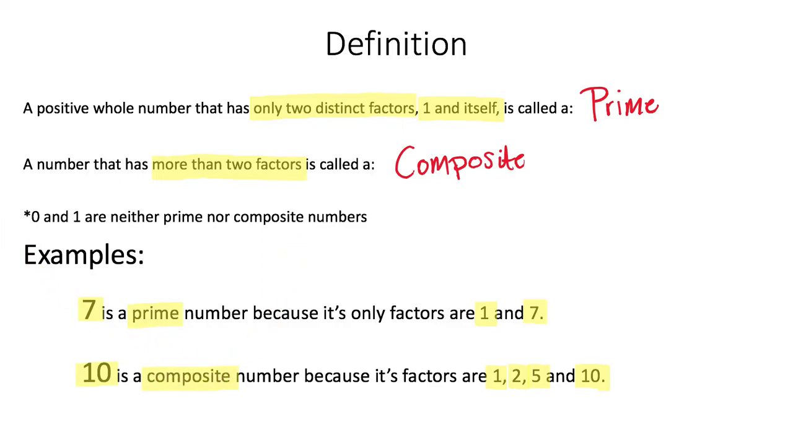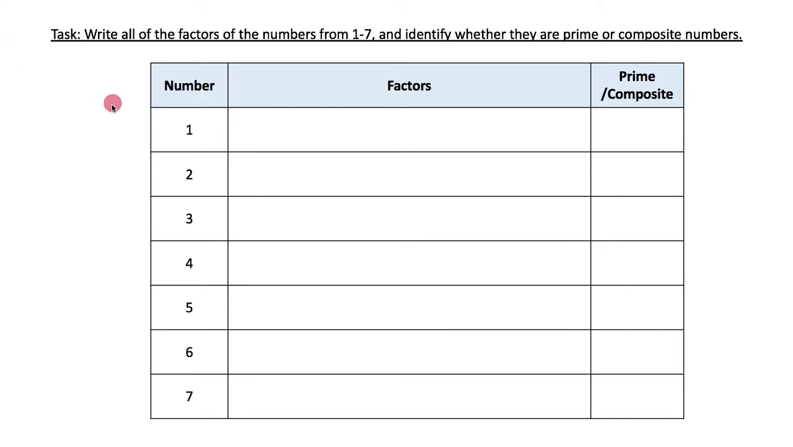Let's now do a task together. What I want you to do is write all of the factors of the numbers from 1 to 7 and identify whether they are prime or composite numbers. So pause the video and give it a go. So let's now give it a go together.